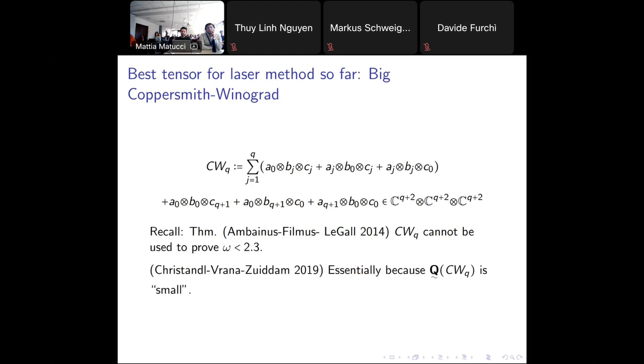And there's a geometric explanation why it's not going to, because this quantity we discussed last time, the asymptotic subrank, is small. That's from review of last lecture yesterday, a long time ago. Good. And so this, like I said, gave rise to a general geometric test for maximum possible utility of a tensor in the laser method.